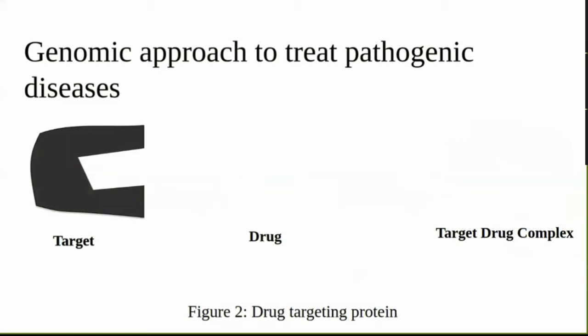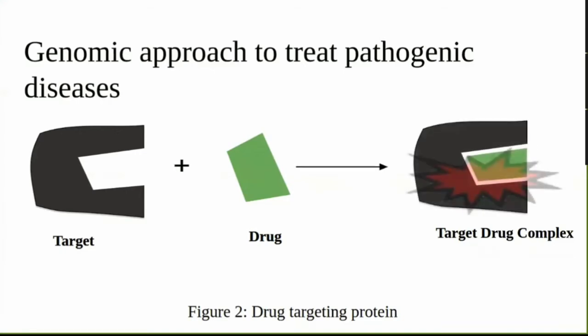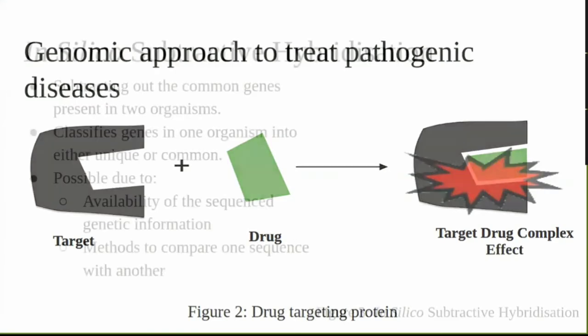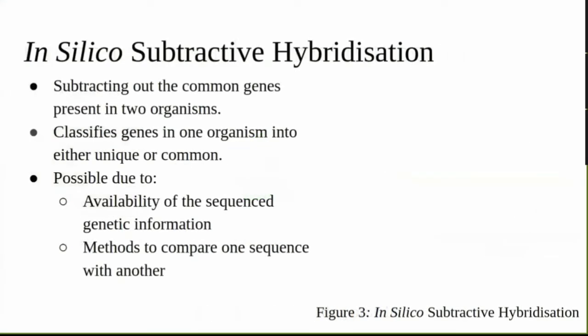There are protein targets and there are drugs. If the drug is specifically designed for a particular target and specifically binds to that target, it produces an effect. In case of antimicrobial agents, this effect usually is inactivation of the target protein. There are a huge number of proteins in the proteome of a pathogen, and using in silico subtractive hybridization, we are going to try to filter these.